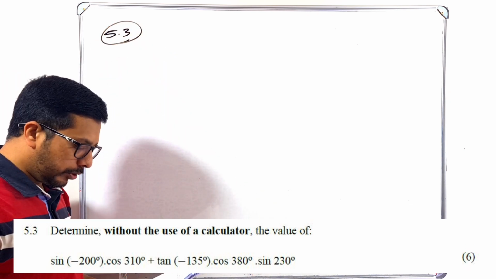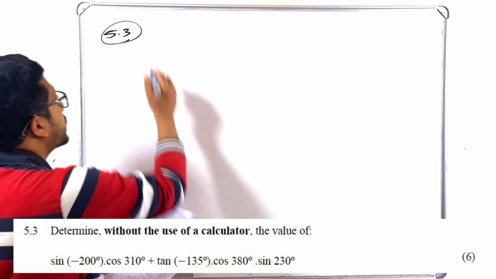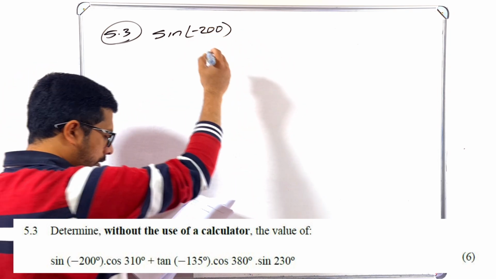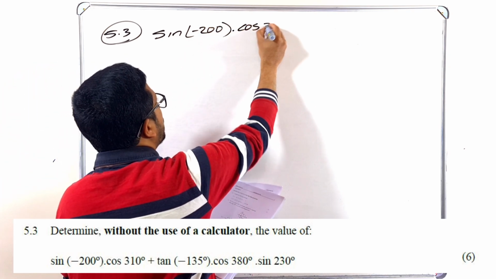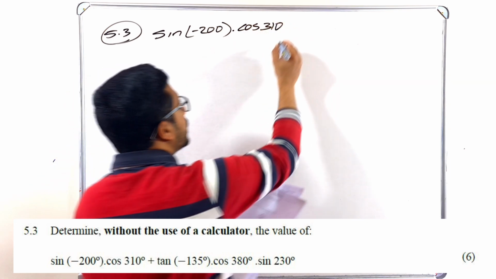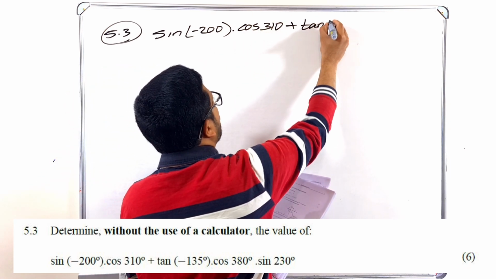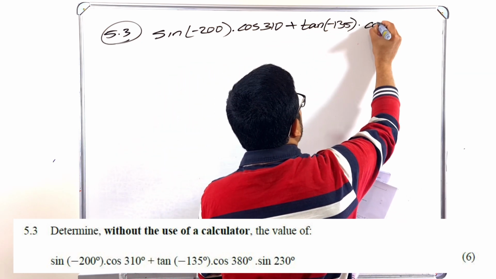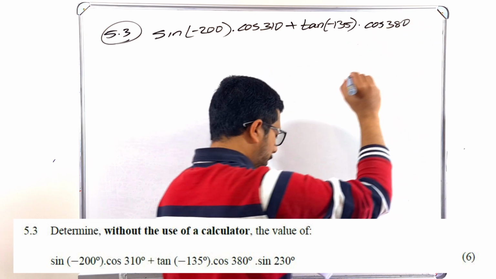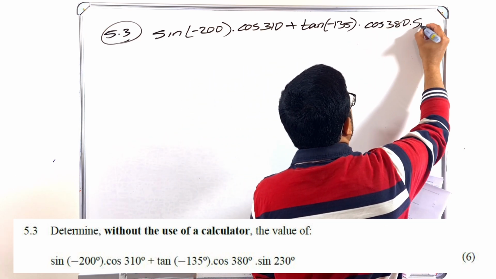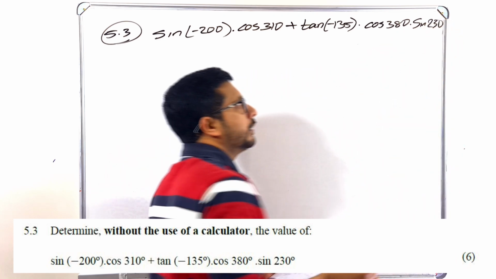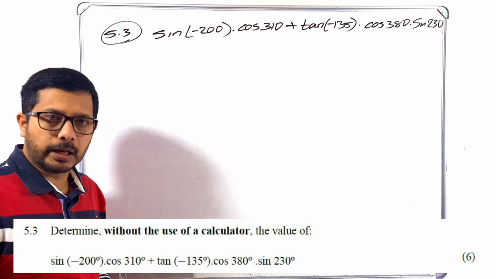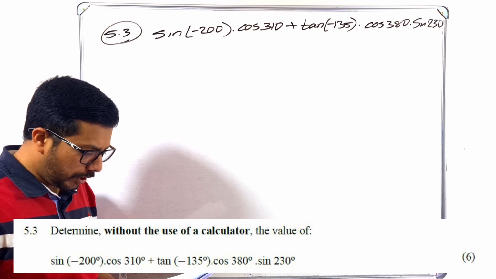Determine without use of a calculator the value of sine of minus 200 times cos 310 plus tan of minus 135 times cos 380 times sine 230. So you have to find the value of this one without using a calculator. Okay, so now let's start.